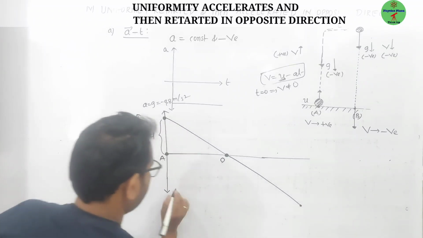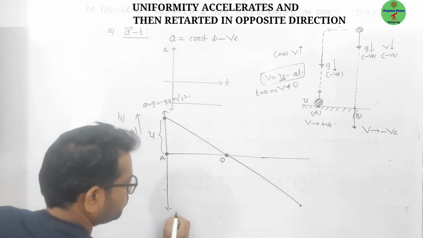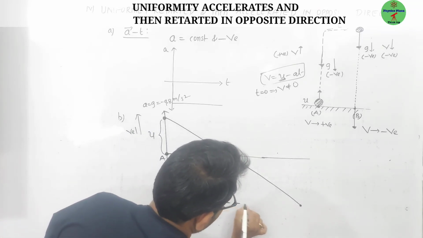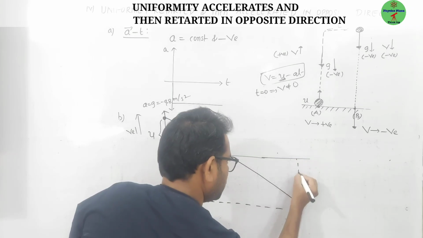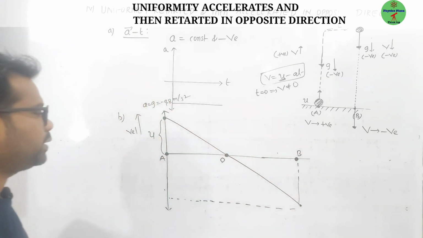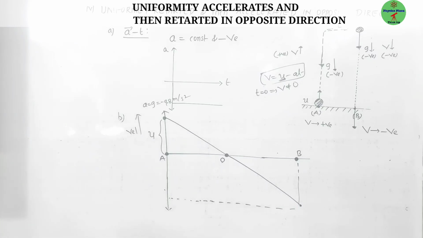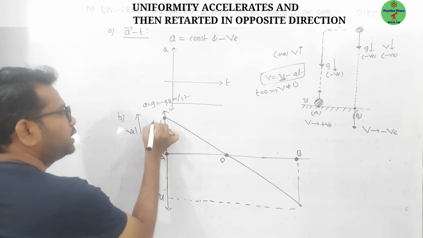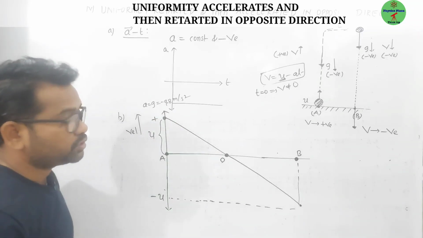So this is a point. So you better use a scale pencil, children, here. This is a point B. So this is how actually velocity time graph is going to be. And here velocity is negative. Here velocity is positive. So try to understand, children.